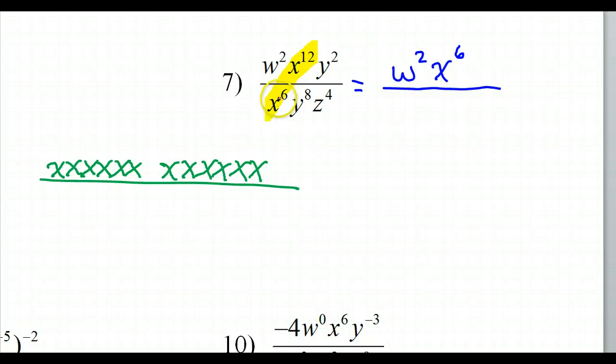Alright, x to the 6th power, of course, is 6 x's being multiplied together. So what we are doing when you have the same things in the numerator and the denominator is they divide each other out. So the 6 x's in the bottom cancel out 6 of the 12 x's in the top, and that leaves 6 x's in the top, which I will write as x to the 6th power.